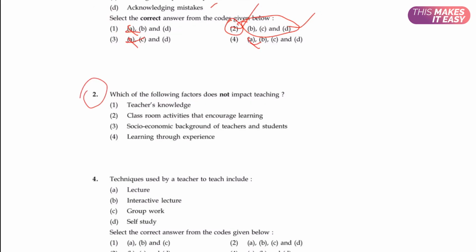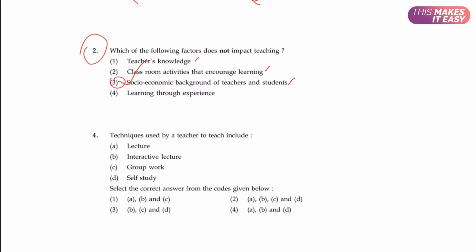This is the question from 2015 June. It says that which of the following factors does not impact teaching? This similar question has been repeated, please note it. Teachers' knowledge has impact on teaching? Definitely. Classroom activities that encourage learning, that also has impact. Socio-economic background of teachers and students. This doesn't have any impact on teaching. So this kind of question has been repeated before. So this is the answer. If you have gone through the previous question papers, then there will not be any confusion for you to answer this type of questions. Let's solve another question from the same paper.